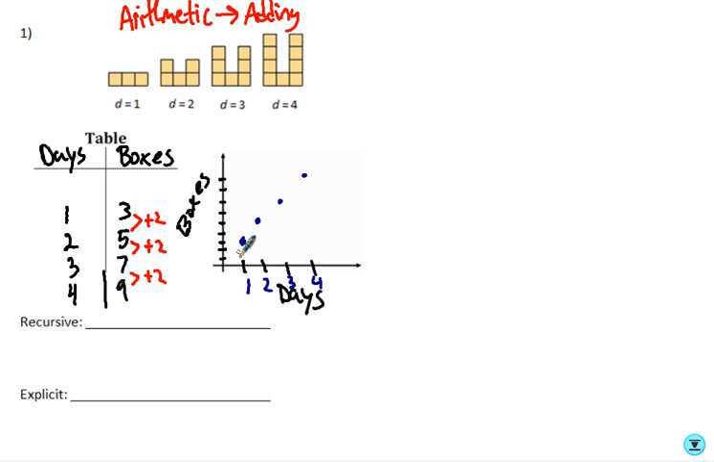Right? Now we're actually not going to connect those dots, because what we're saying is could we have 2.5789 boxes, right? Could we have a decimal? So we would say that these are discrete values. That they can only take on certain values, and in this case, whole numbers. So we're actually just going to leave that as those points. All right. So that's the pattern. It's basically just adding 2 each time.